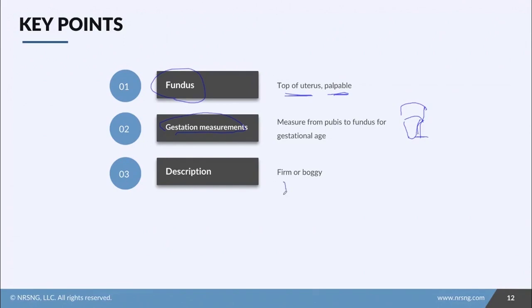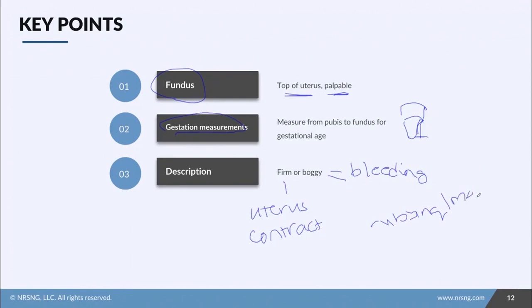So firm means the uterus is contracting, which is what we want because we want the uterus to contract down into the pelvis. And then boggy, you can remember bleeding, B and B. We worry that we're going to have a postpartum hemorrhage if we're not already. So we need to get it from boggy to firm. And the way that we can do that is by massaging it. So rubbing hard on it, rubbing or massaging the fundus to get the muscle fibers to contract, and then it'll firm up, which is what we want to see.